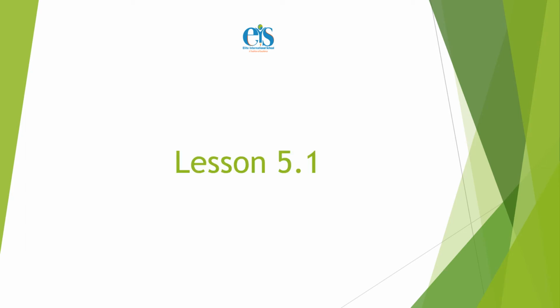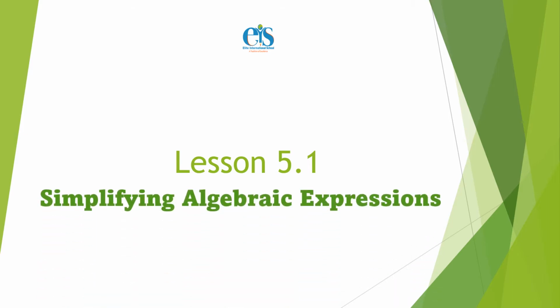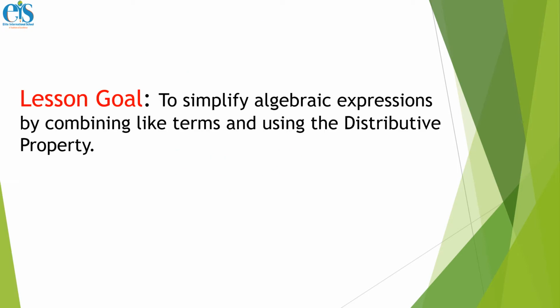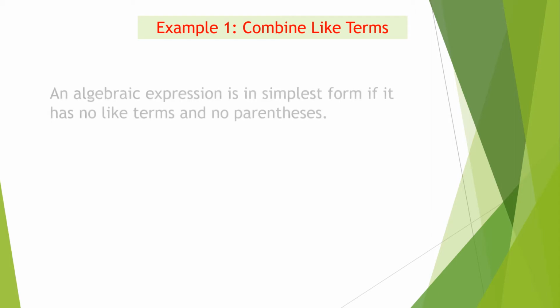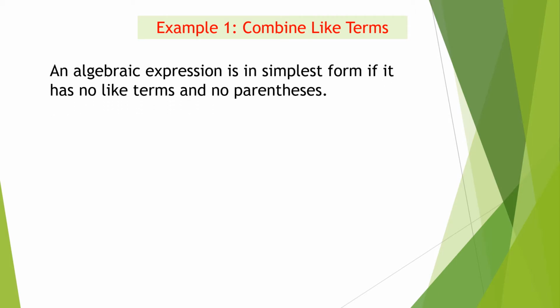We meet again with lesson 5.1, Simplify Algebraic Expressions. Our lesson goal is to simplify algebraic expressions by combining like terms and using the distributive property. Example 1. Combine like terms. An algebraic expression is in simplest form if it has no like terms and no parentheses.